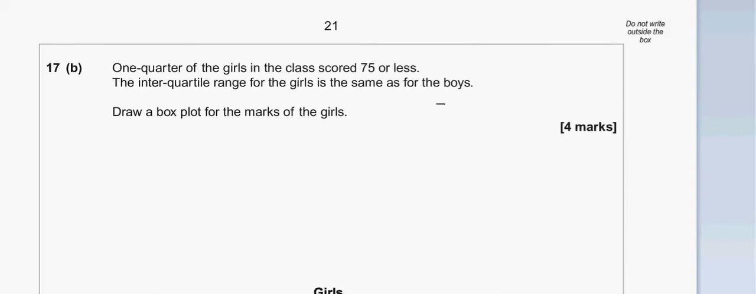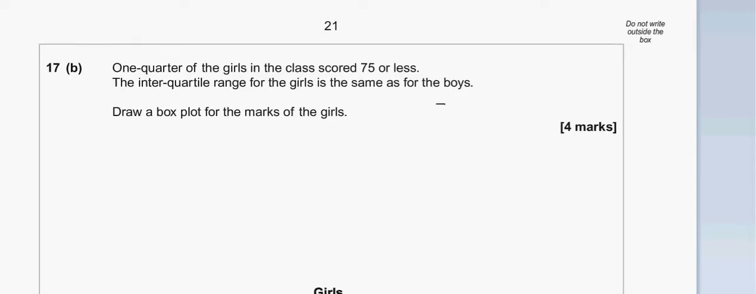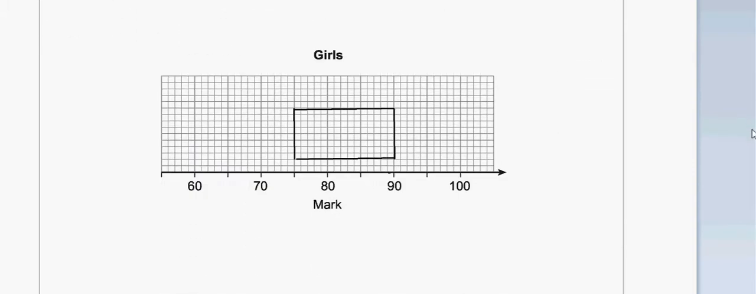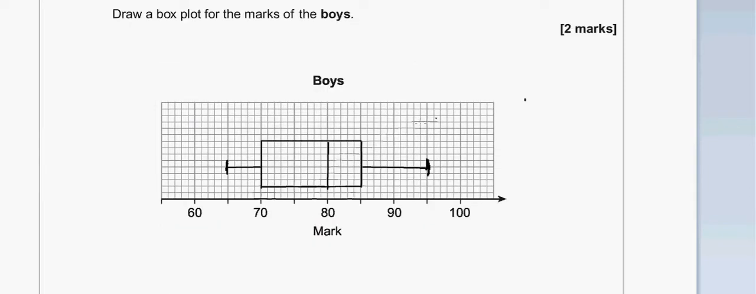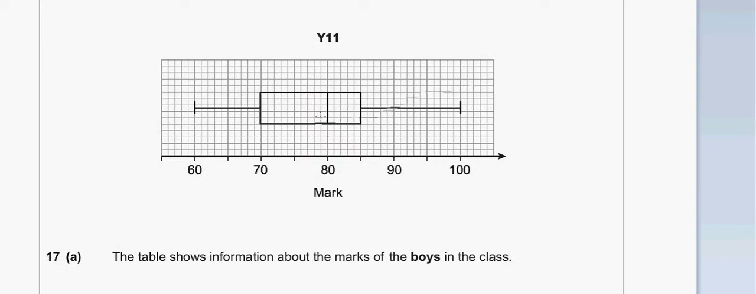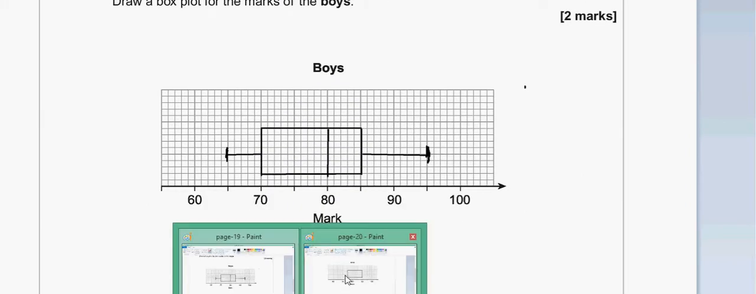Now they also tell us the interquartile range for the girls is the same as for the boys, and 1/4 of the girls in the class score 75 or less. Draw a box plot. So if we go back to the other question, our median for the whole class is 80, so the median for the girls must also be 80.